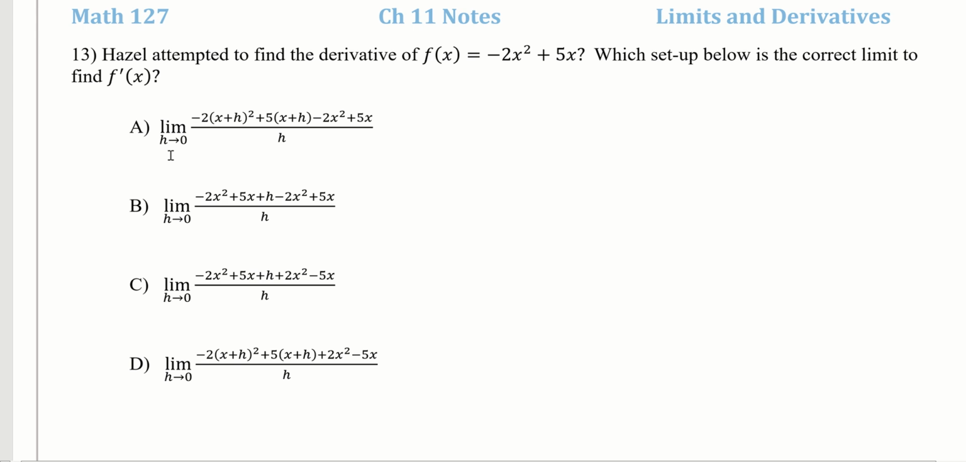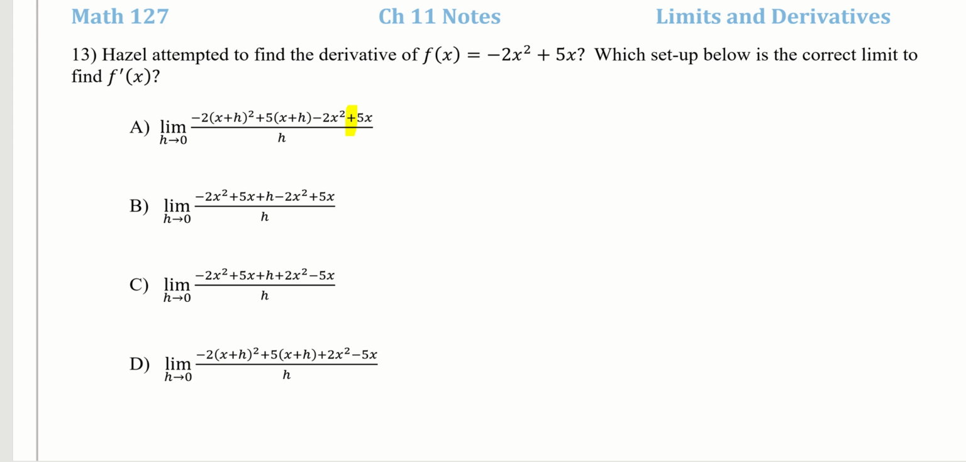So Hazel attempted to find the derivative. Which step below is correct? Okay, so we're going to go through here, do a little exploration, see why things are good or not good. Okay, so on the first one here, if you look, so far it's looking good, right? So we got the negative 2, they plugged in x plus h. Good. They plugged in x plus h. Good. Now this is a super common mistake.